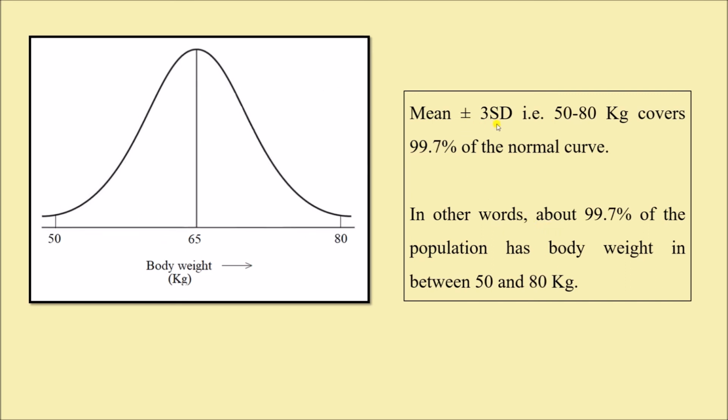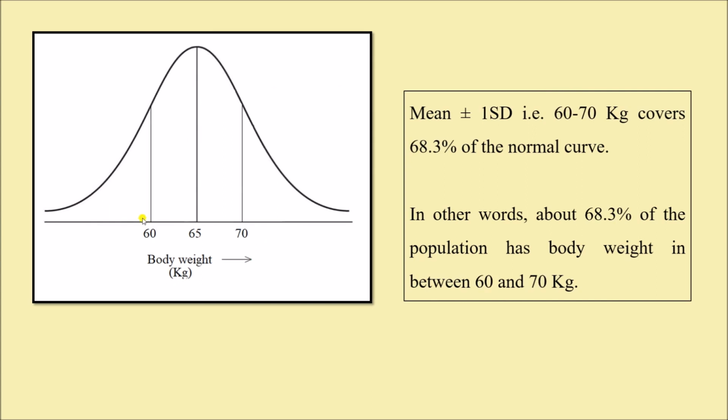Mean plus minus 3 SD, which is 50 to 80 kg. Of course, now we are taking a huge range of body weight, right? So that means we will also include a huge number of people, most number of people in the given sample. That is actually 99.7%. So this area covers 99.7% of the area under the whole normal curve. In simple word, 99.7% of the population has body weight in between 50 to 80 kg.